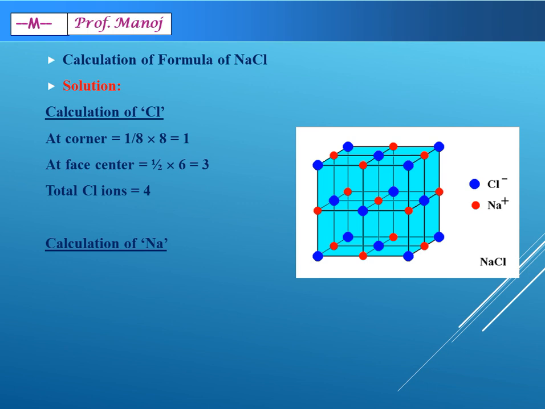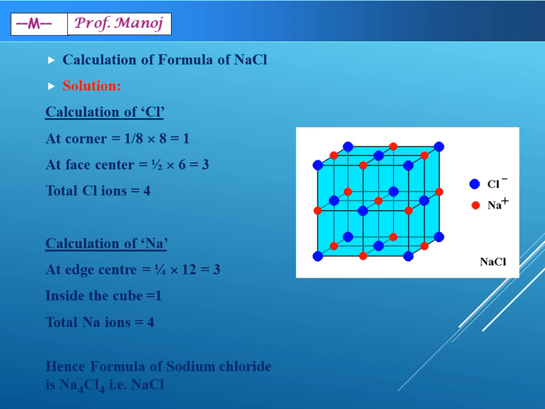Let us do a similar calculation for sodium. Watch again, where are the sodium atoms? I can see them at the edge center. So as usual, 1 upon 4 into 12 edge centers, that is 3, and one unique sodium at the center of the cube, that's 1. So the number of sodium is 4. So what should be the formula of sodium chloride? It is Na4Cl4, which we simplify and write NaCl. You will see in some multiple choice questions, they use a term that sodium chloride has a formula of NaCl, which is nothing but Na4Cl4.